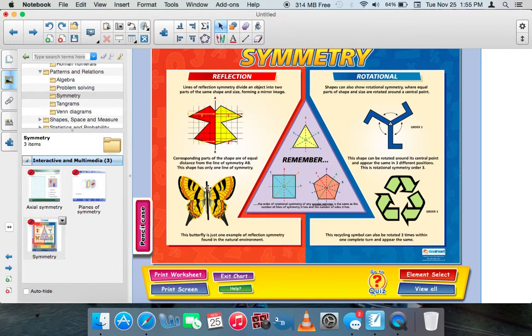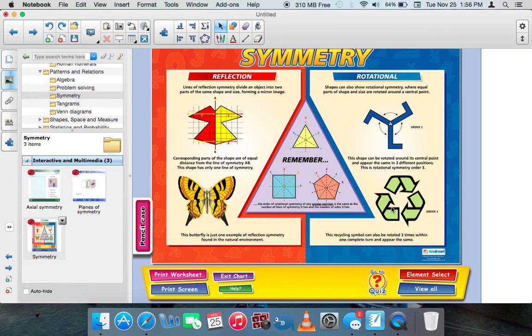Now, next we'll learn about rotational symmetry. Shapes can also show rotational symmetry, where equal parts of the shape and size are rotated around a central point. This would be the central point right here, and if you rotate it around the central point, it'll show rotational symmetry. This shape can be rotated around its central point 3 times and appear the same in 3 different positions. Okay, so this rotational symmetry order is 3.